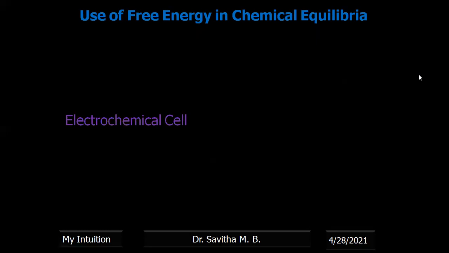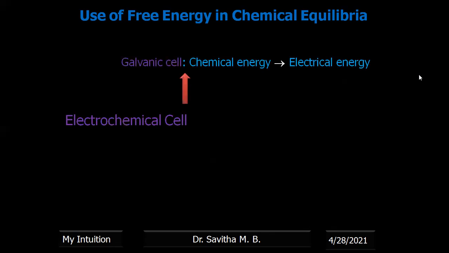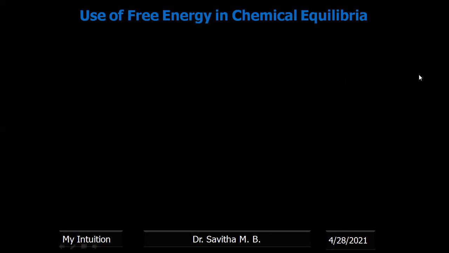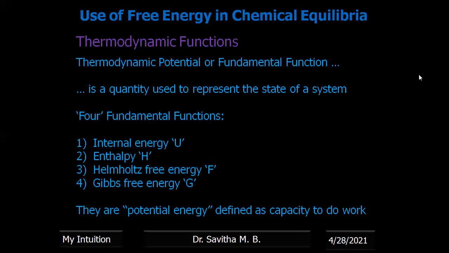An electrochemical cell is a device which converts chemical energy into electrical energy and vice versa. Accordingly it is classified as a galvanic cell, which converts chemical energy into electrical energy, and the vice versa, that is electrical energy to chemical energy, the device which does this is called an electrolytic cell.